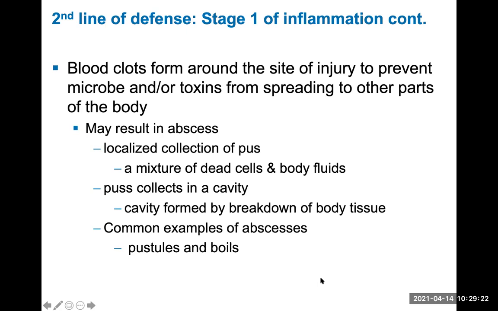So you have some initial damage in the body that causes this response, but then you do get some additional damage as all these white blood cells are doing their job. And so that can lead to a cavity and a collection of pus, resulting in an abscess. Common names or examples, types of abscesses can be pustules or boils.